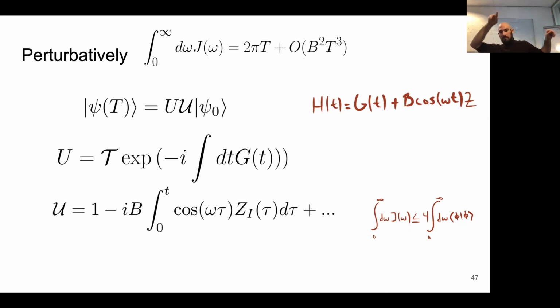So I've written here, you just get some Taylor-ish looking thing where the first order term is iB integral 0 up to t, where that little t actually should be the duration of the sensing protocol. And then the Z_I here is the Z term coming from the second term of the Hamiltonian in the interaction picture.